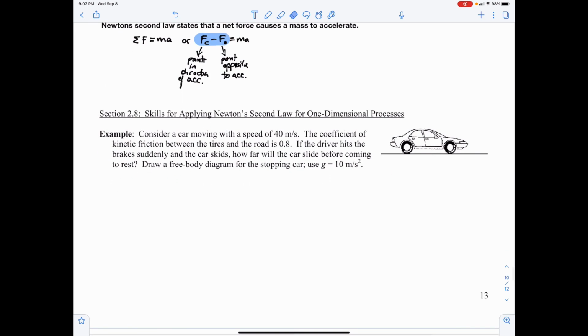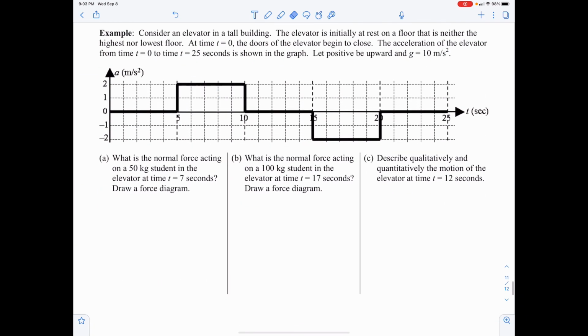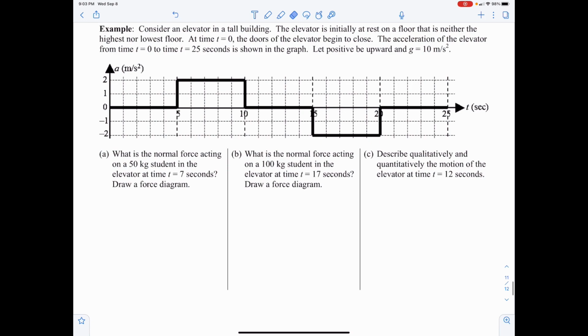Section 2.8, we're going to take a look at this example with the car, and we'll take a look at this example with the acceleration time graph in class.